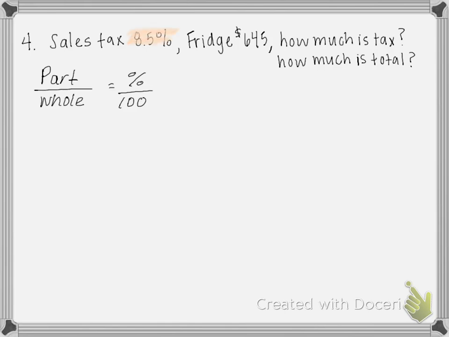you're told the sales tax is 8.5%. So the percent we automatically know is going to go in the percent spot. That should be the easy part. Now if we look at the fridge, that's $645, you have to think about it. Is that the part of her bill, or is that going to be the whole? So the fridge would be the whole because tax is only part of the fridge. So $645 will go in place of the whole, and then you're asked to find the tax first.